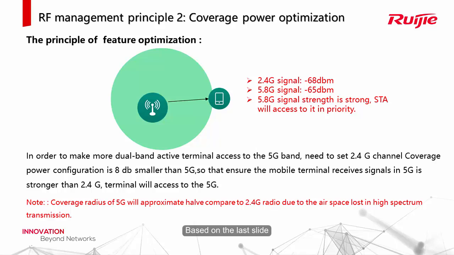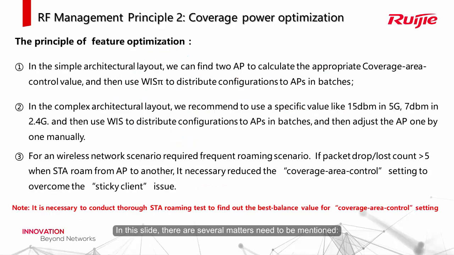Based on the last slide, in order to make more dual-band terminals can access to 5G, we need to configure the value of 2.4G 8 dB less than 5G, so that terminal can access to 5G in priority. That's because the 5G wave has high frequency. Its attenuation will be greater than 2.4G.